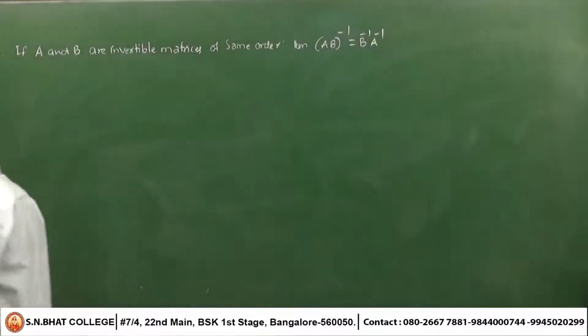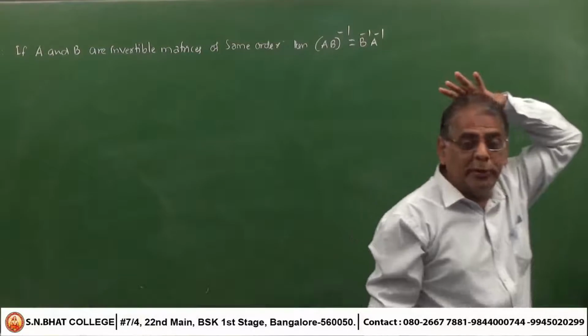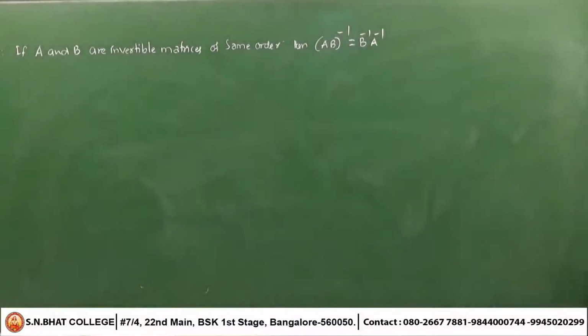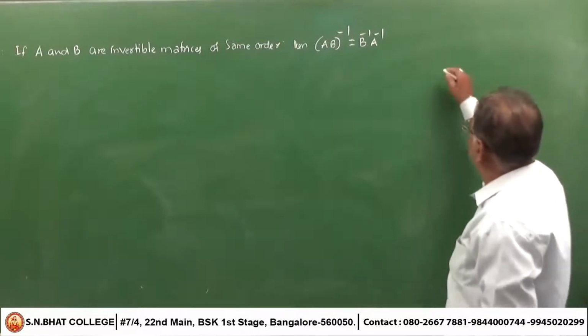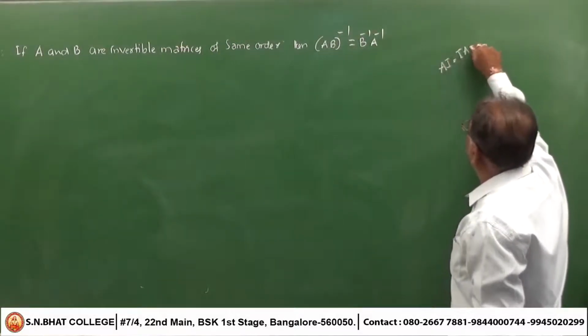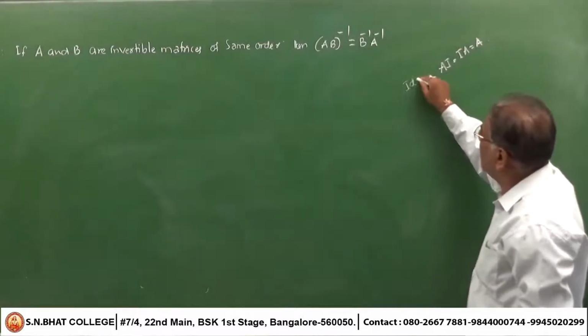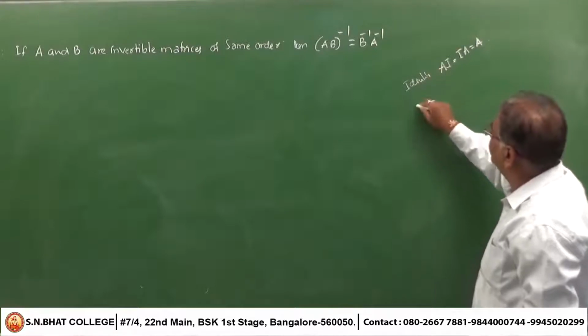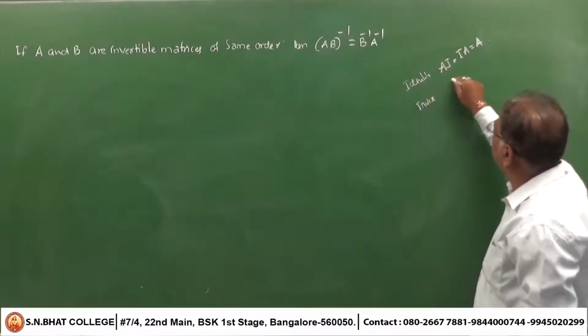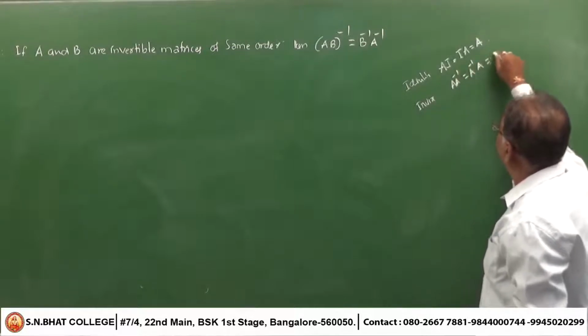This is one of the important theorems from the point of view of examination. Based on this result, we are doing so many problems. AB whole inverse is always equal to B inverse A inverse. In multiplication of matrices, I have given this formula. Multiplication of matrices satisfies the identity law, and it also satisfies the inverse law: A into A inverse is equal to A inverse into A is equal to I.